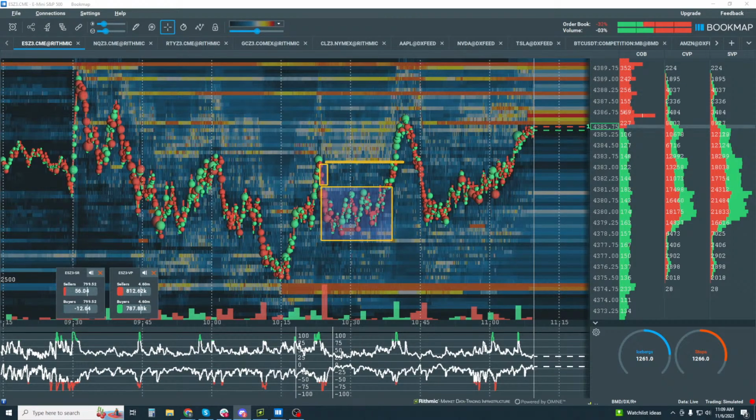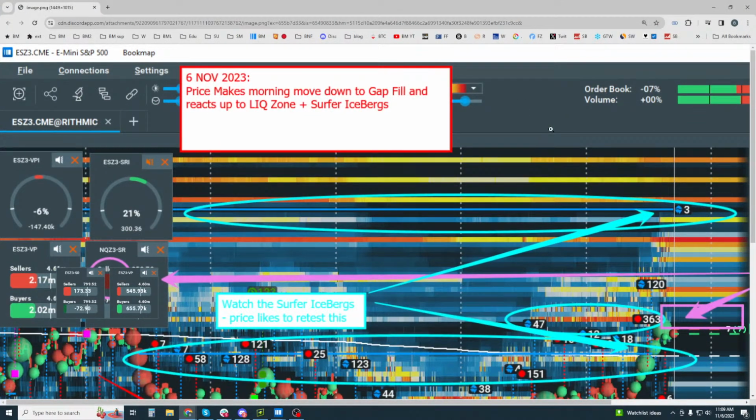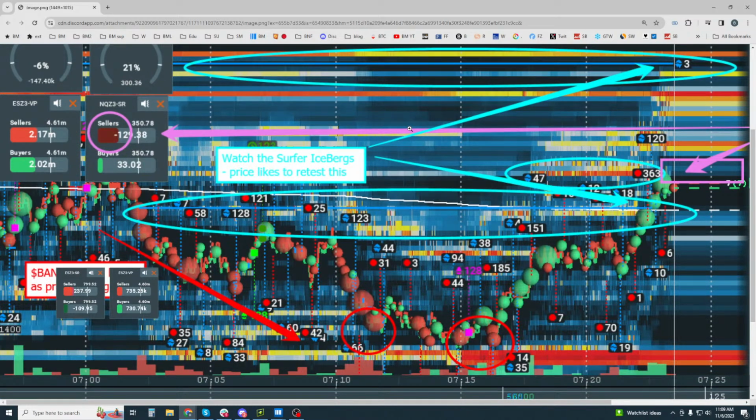Oh, you got a couple now. You just posted another one. Okay, let's go through your other one first. First one here. Right. Okay. So yeah, here's your gap fill. Okay. Oh, you're looking at the support and resistance on the NQ here.